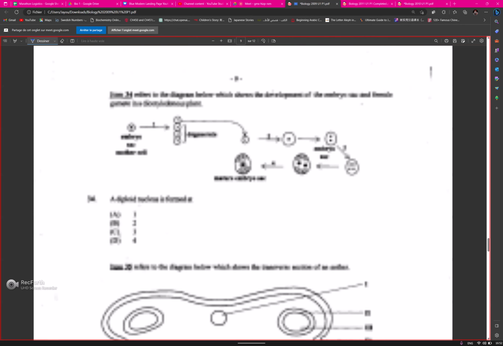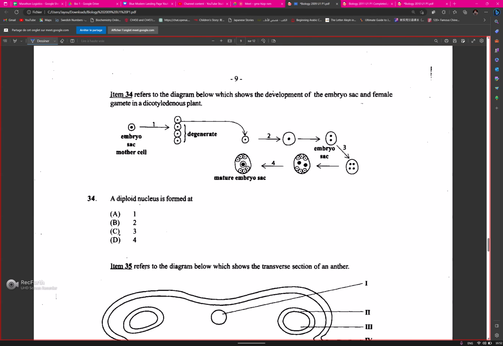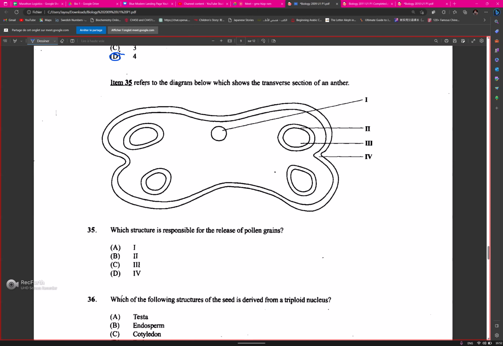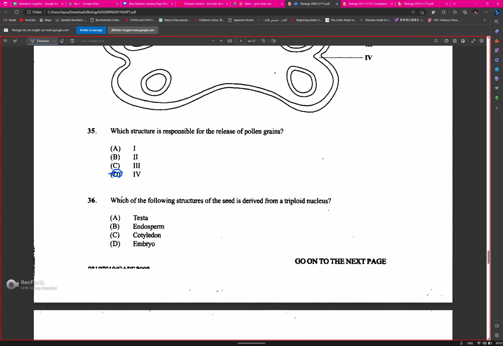34. A diploid nucleus is formed at. Which other structure is responsible for the release of pollen grains? So, what is this area called? Okay, alright. When it bursts open, the pollen grains are released. Which of the following structures of the seed is derived from a triploid nucleus? Alright, endosperm.